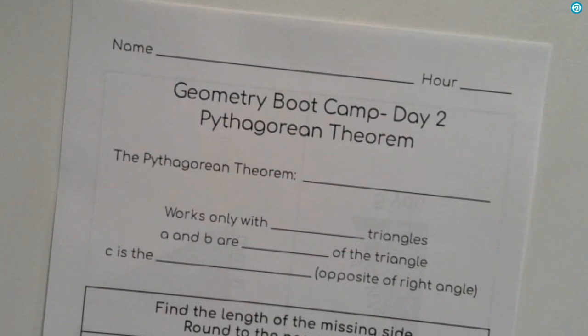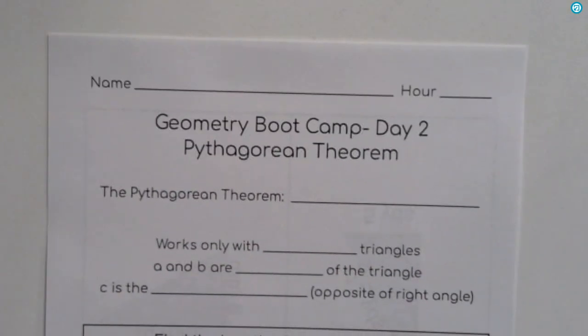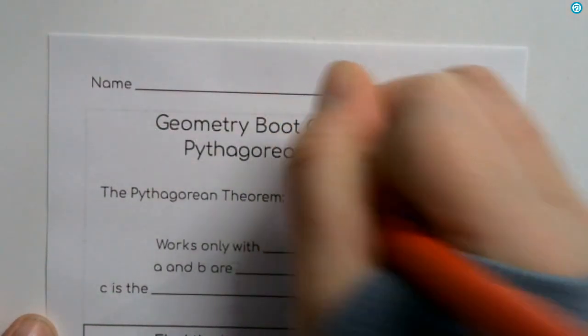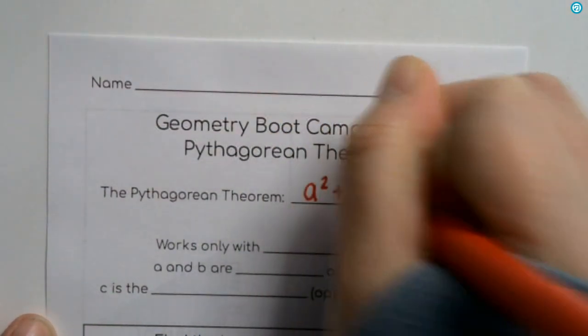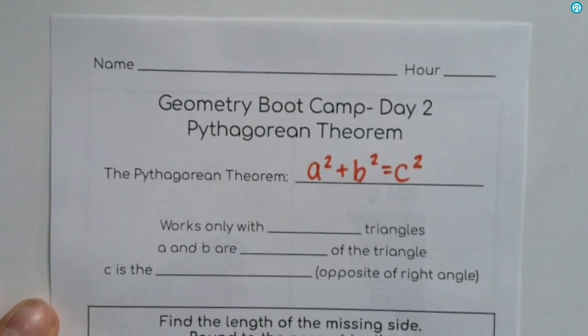Hey, so the next thing that we are reviewing, and this should be review, you should have seen this at least in 8th grade, if not more recently than then, is Pythagorean Theorem. So, anybody off the top of their head remember Pythagorean Theorem? Go for it. A squared plus B squared equals C squared. And it only works with right triangles.